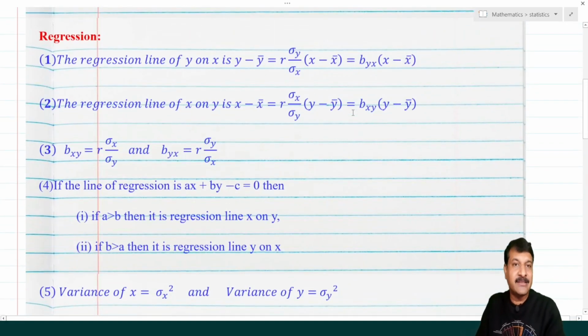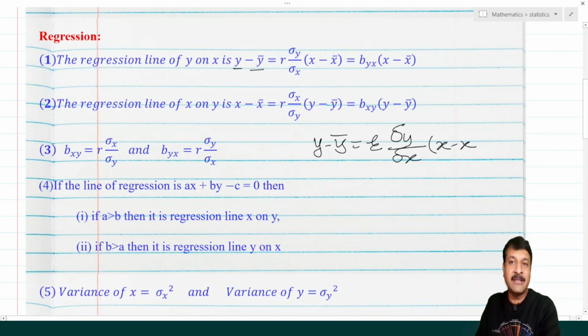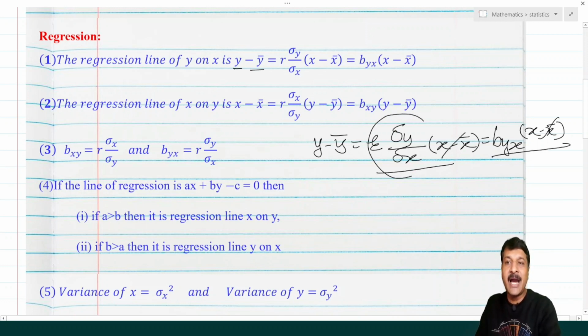Now the regression lines, very important. That is the y on x. Remember there, y on x equal to r sigma y by sigma x. So y on x is y minus y bar equal to r sigma y by sigma x into x minus x bar, equal to b of yx into x minus x bar. If we compare these two, they are equal, so this cancels. So I am getting r sigma y by sigma x equal to b of yx. Okay. So y on x is this one.